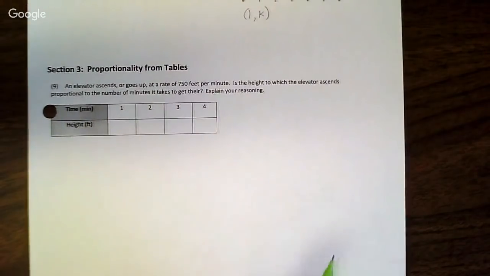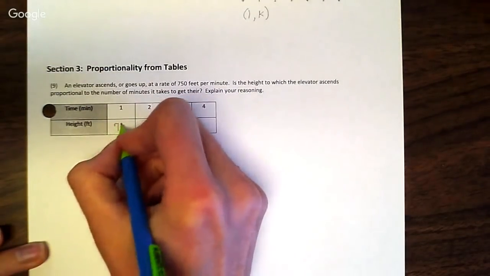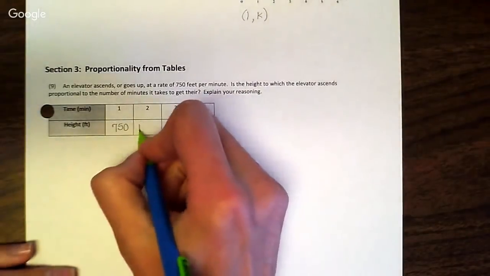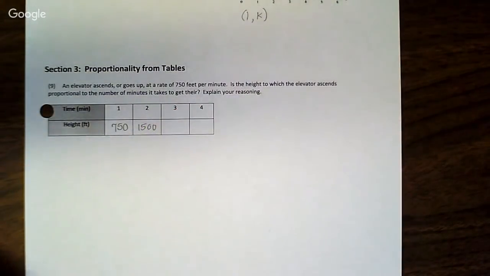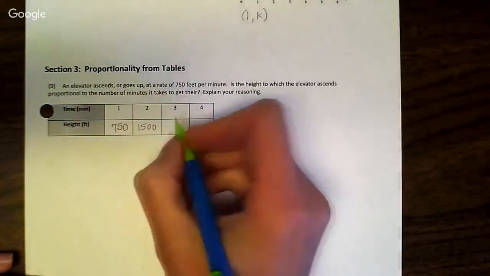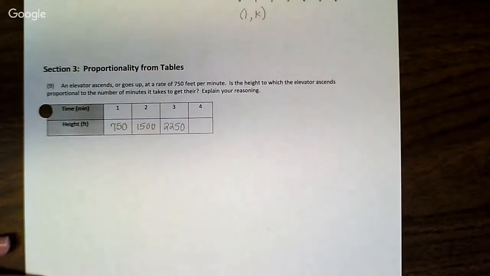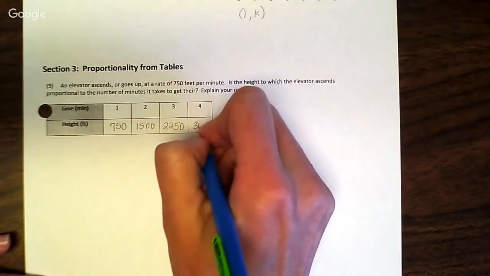All right, section 3. This says an elevator ascends or goes up at a rate of 750 feet per minute. So is it proportional? So when we're looking at a table, we have to figure out if the unit rates are all the same. So let's fill in the table first. 1 minute would be 750 feet. 2 minutes would be 1,500 feet. 3 minutes would be 2,250 feet. And 4 would be 3,000.